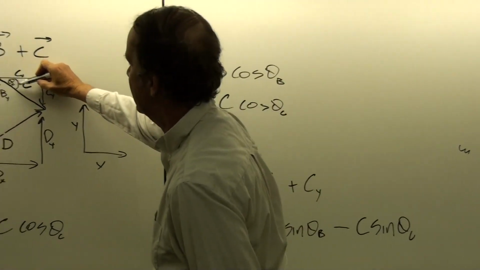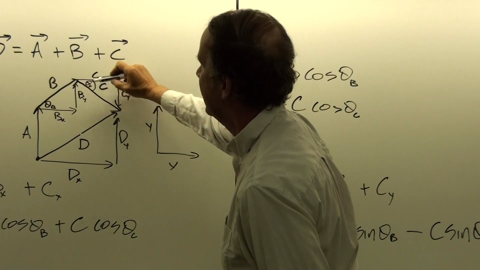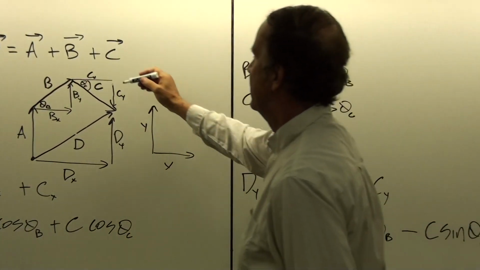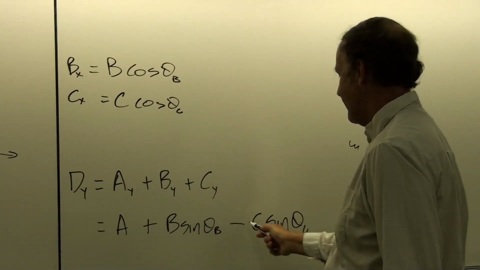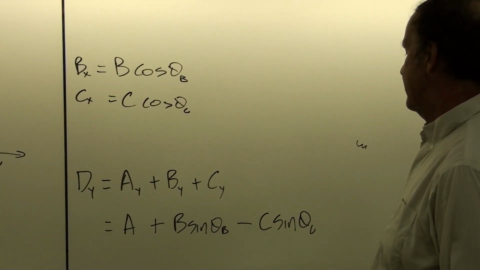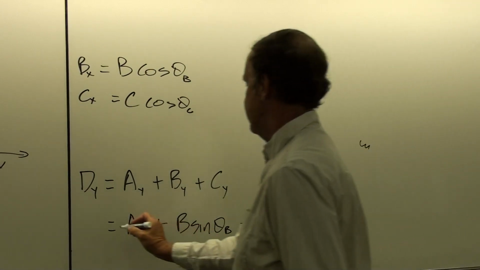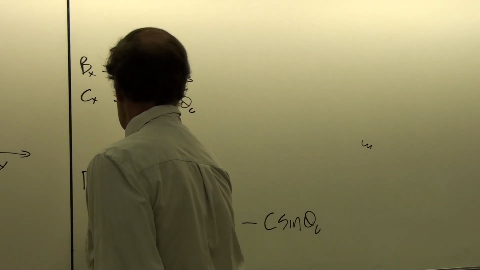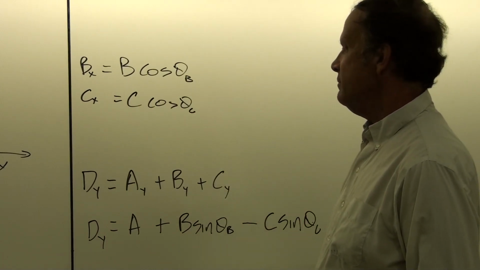If we're measuring theta C from the horizontal down, that's a negative angle. Or you could say that this is the sine of negative theta, and then that would also give you a value for this quantity, which would be negative. So then that would give you the vector components of D.